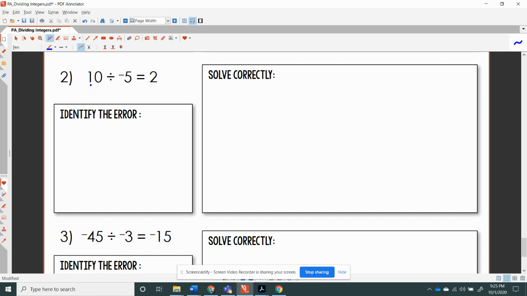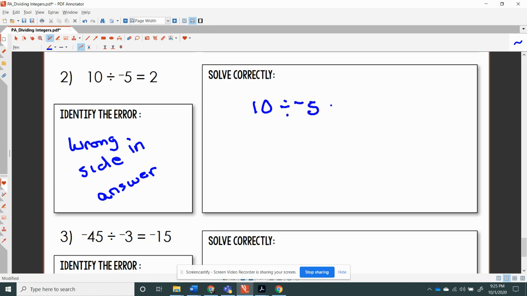Here we have positive 10 divided by negative 5, and they say the answer is a positive 2. What they have is the wrong sign in the answer, because a positive divided by a negative is a negative. That should be a negative 2. So let's do that correction. 10 divided by negative 5 equals negative 2.